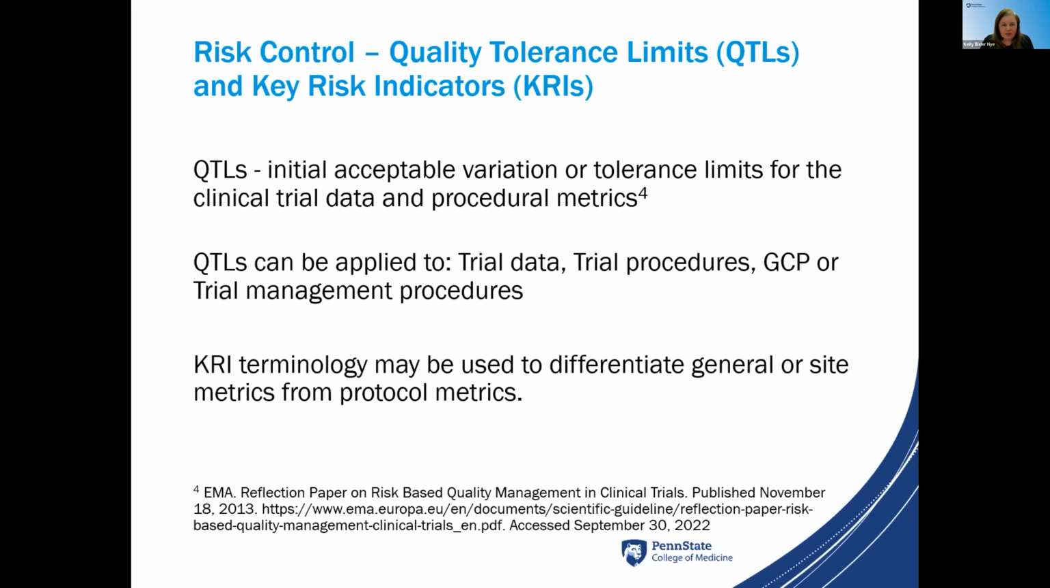There are two other risk control processes that are not as heavily used, but they're very important. Quality tolerance limits were defined by the European Medicines Agency as the initial acceptable variation or tolerance limits for the clinical trial data or procedural metrics. And these really need to be tailored to the protocol and the critical data for the protocol. So that's where you want to tie in those quality tolerance limits. And they can be applied to trial data, procedures, good clinical practice, or just overall trial management procedures.